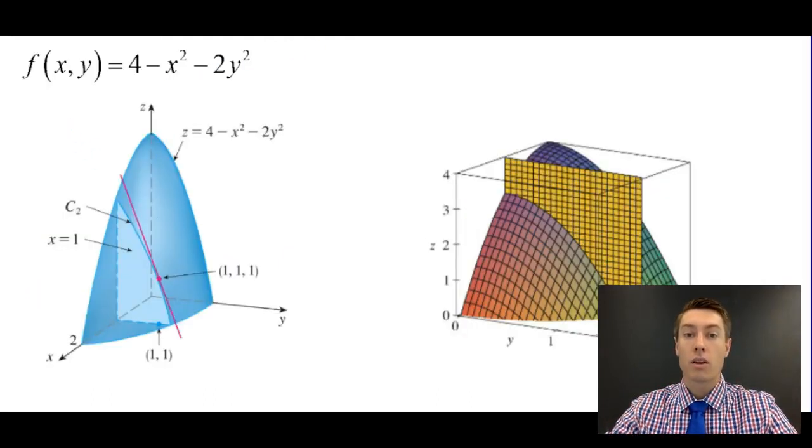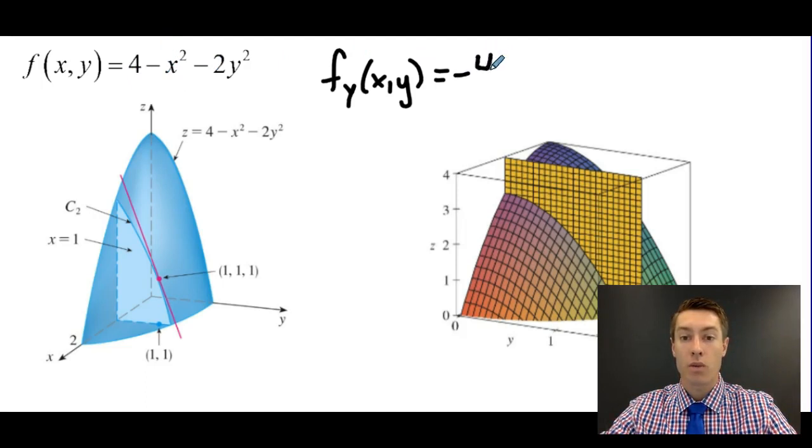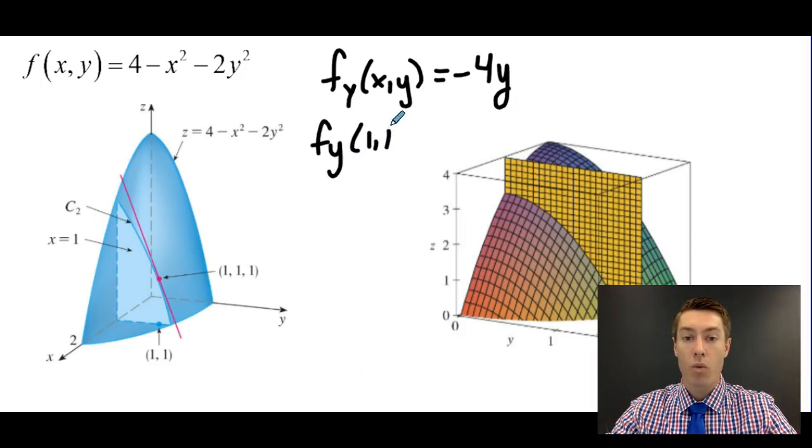So then let's do it with the other direction, the partial of f with respect to y. So algebraically, the partial of f with respect to y, holding x constant, the derivative of 4 is 0. The derivative of negative x squared is 0. And then we have the derivative of negative 2y squared, which is negative 4y. At the point (1, 1), we get negative 4.